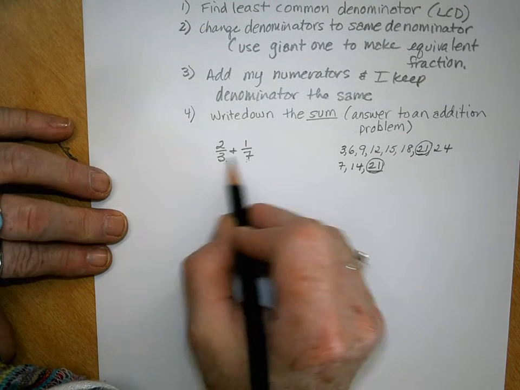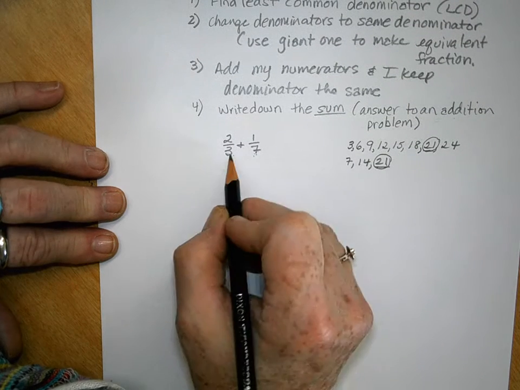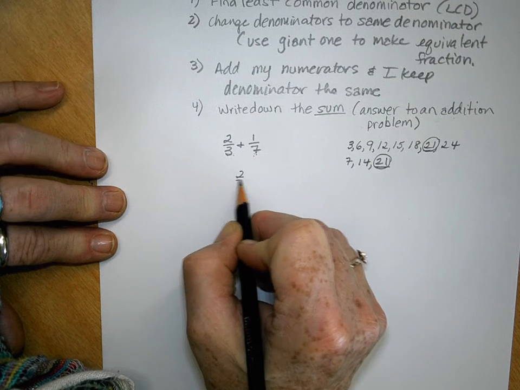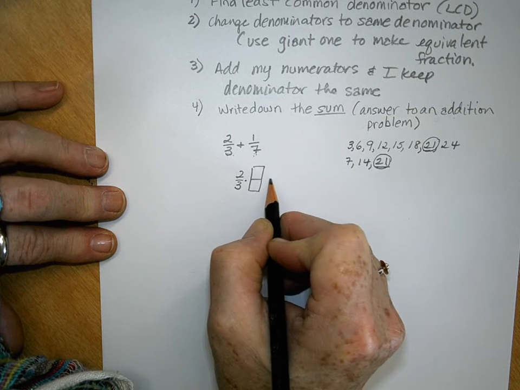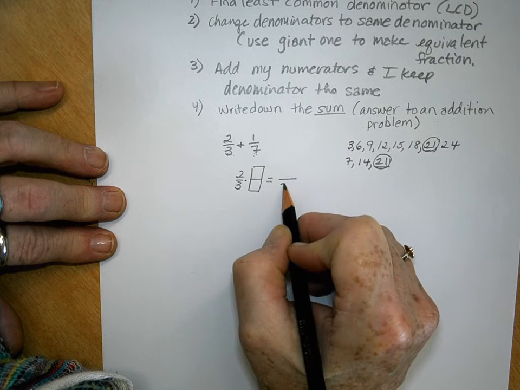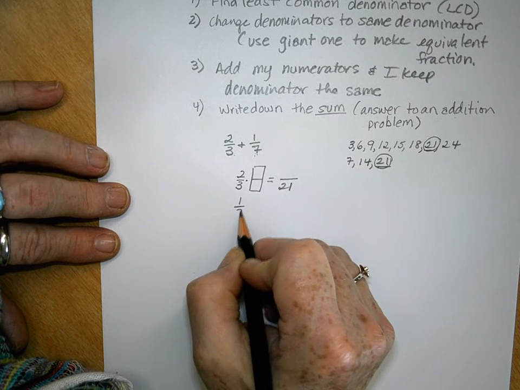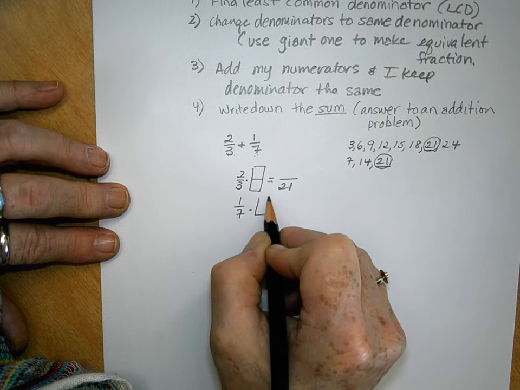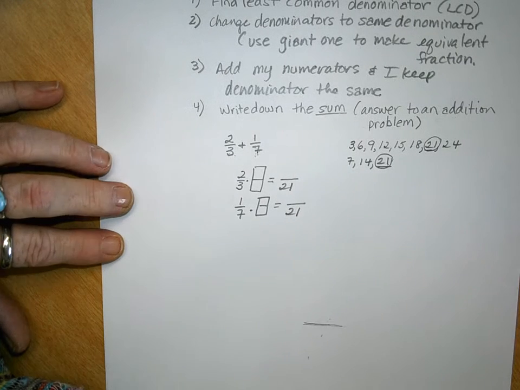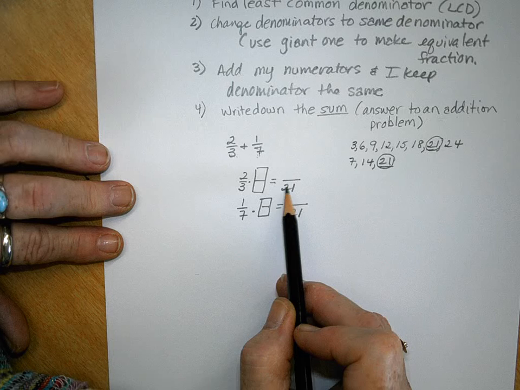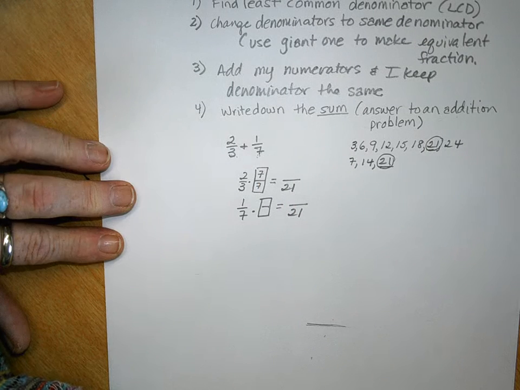So I'm going to change both of these to 21 in the denominator. I use a giant 1 to do it. So I write this fraction 2/3. 2/3 times what giant 1 will give me a denominator of 21? And 1/7. 1/7 times what giant 1 will give me a denominator of 21? So I look at this one. 3 times 7 gives me 21. So the giant 1 I use is 7/7.